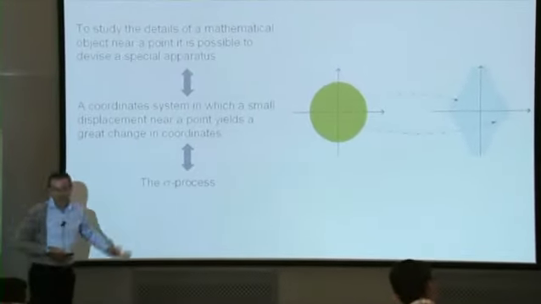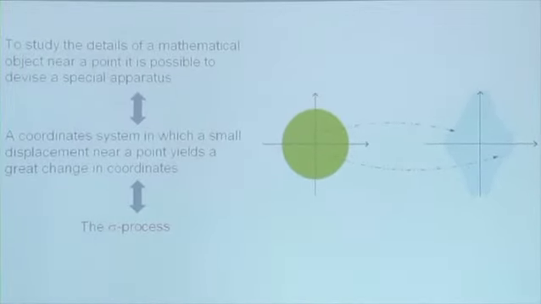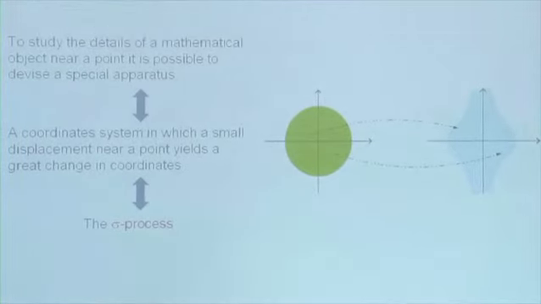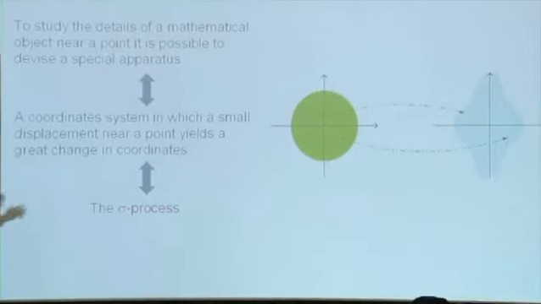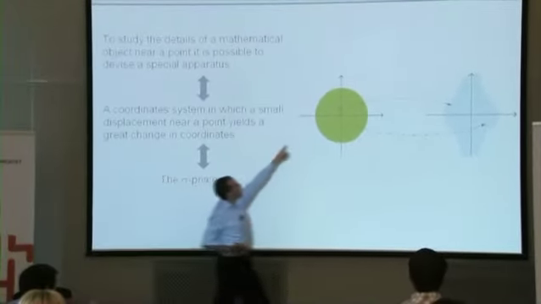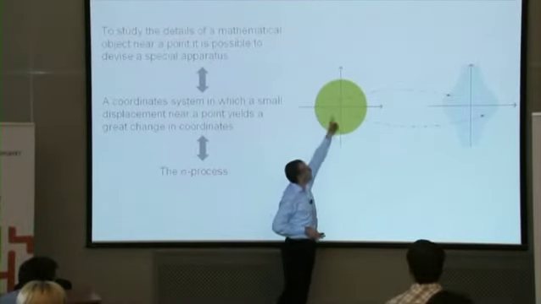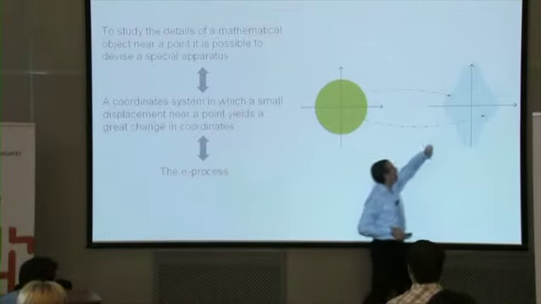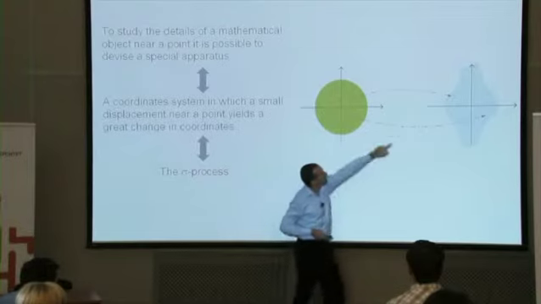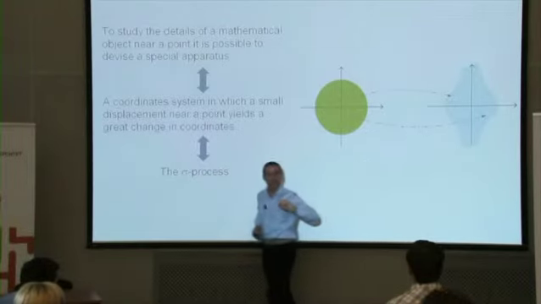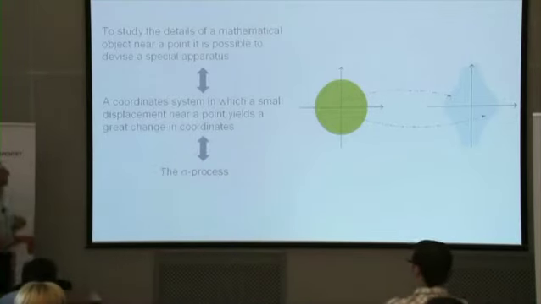Now, this is called the sigma process and has been widely studied in dynamical system theory. It's a coordinate system in which small displacements near a point are going to give you a great change in coordinates in the other space. You see that in this direction, I'm not doing anything special. So if I move along this line, I move along this line. Whereas if I move in this direction, there is a big difference, because if I do a small step in this direction, I'm probably going to do a huge step in that direction. So I'm now breaking the symmetries. I'm distinguishing between left and right.